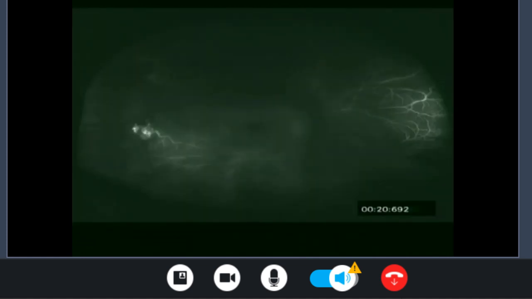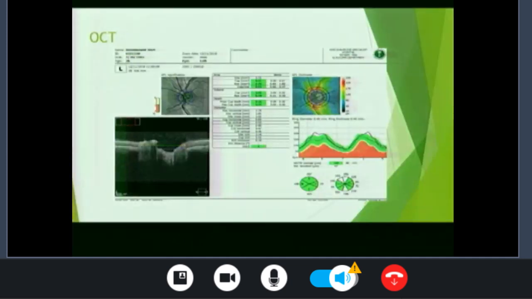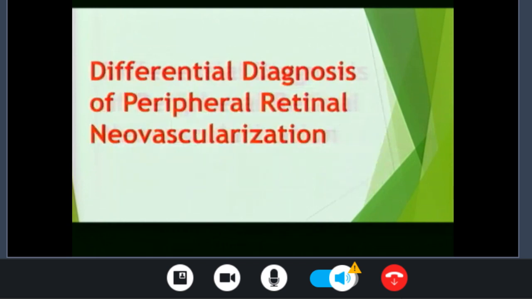And this is the FFA. It's not clear because of the vitreous hemorrhage we saw. There is an area of anastomosis here, and neovascularization, and also non-perfused capillaries here. Also, this is the left eye, showing the capillary dropout we saw in the other eye, and also the anastomosis. And this is OCT, showing temporal thinning. We'll elaborate more later.